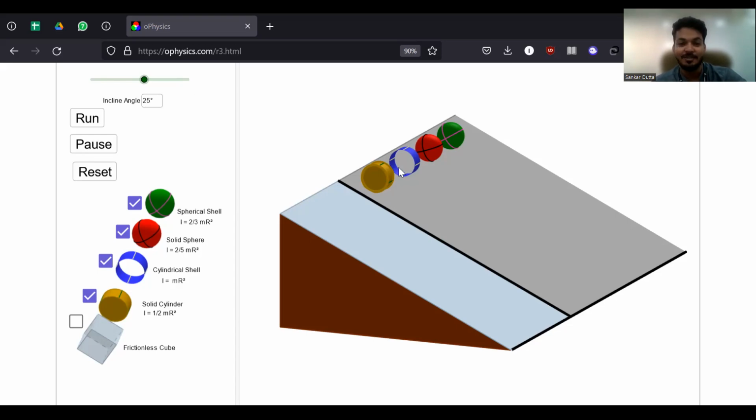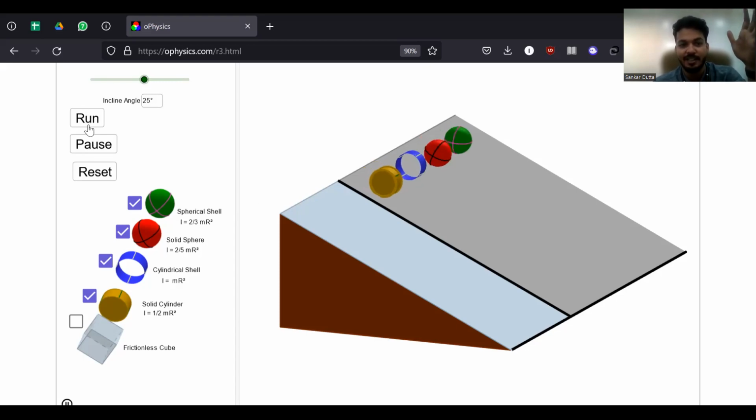Okay, let's see. Keep an eye out. I'm going to run the simulation. You tell me which one reaches first. By the way, the red one is the solid sphere, the green one is the hollow sphere, the blue one is the hollow cylinder, and the yellow one is going to be the solid cylinder. I want to see which reaches first and which reaches last if we have friction on this.